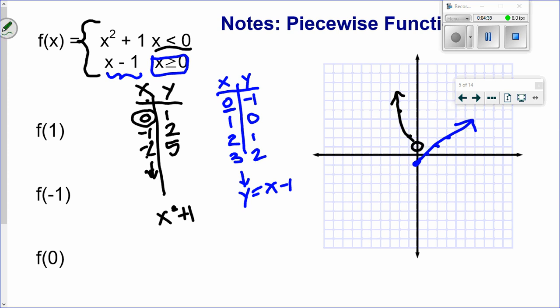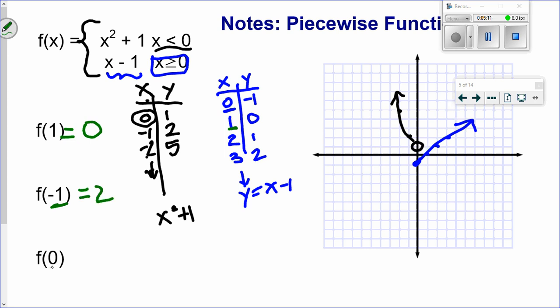So then let's come over here and answer these questions. This says f of 1. Well, 1 is clearly greater than or equal to 0, so we're using that table, and we already know that when x is 1, y is 0. So f of 1 is 0. Same thing with negative 1. Negative 1 is clearly less than 0, so I'm going to use this table, and we already know that when x is negative 1, y is 2.